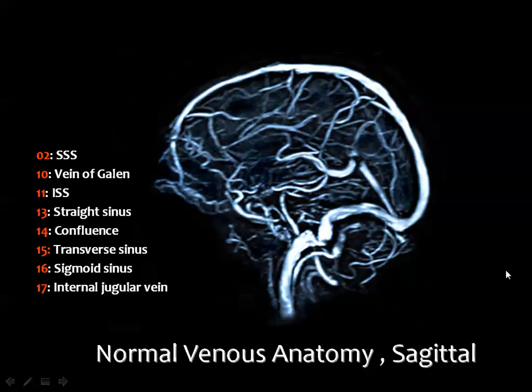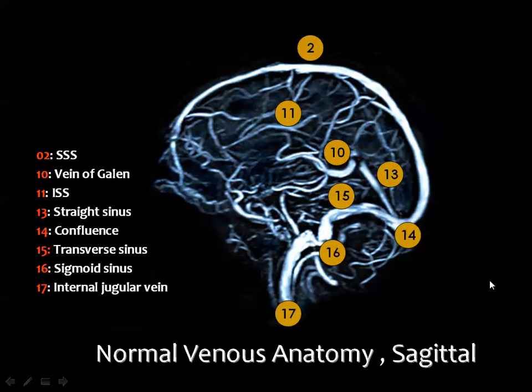Then you see the superior sagittal sinus, and this is the vein of Galen, and this is the inferior sagittal sinus, and here is the straight sinus. And this is the confluence of the sinuses. This is the transverse sinus. And this is the sigmoid sinus. And here, the internal jugular vein.